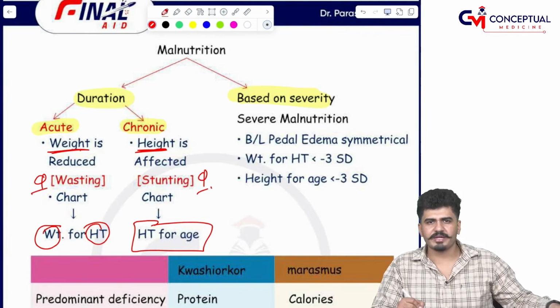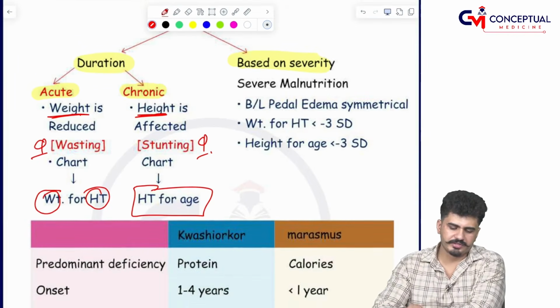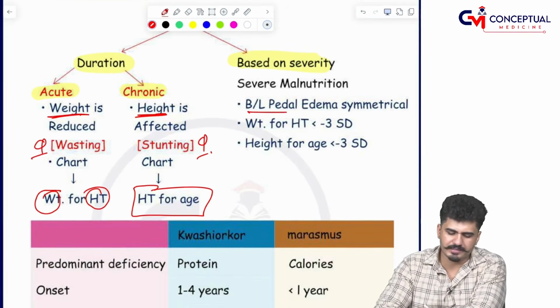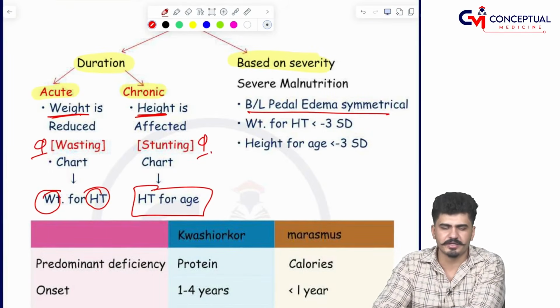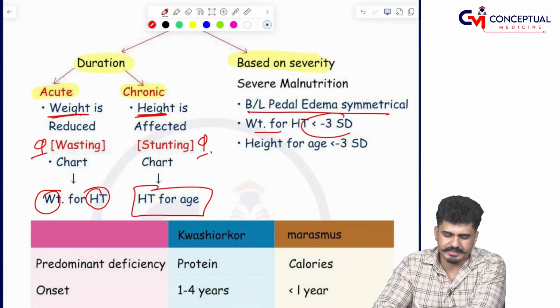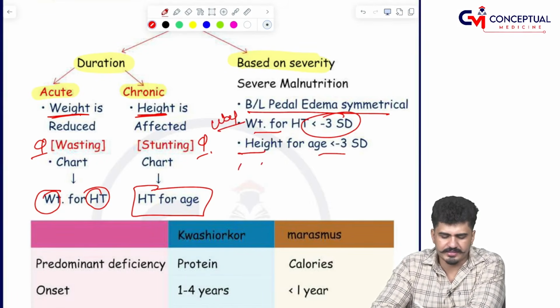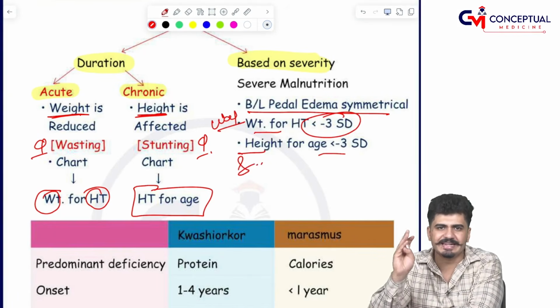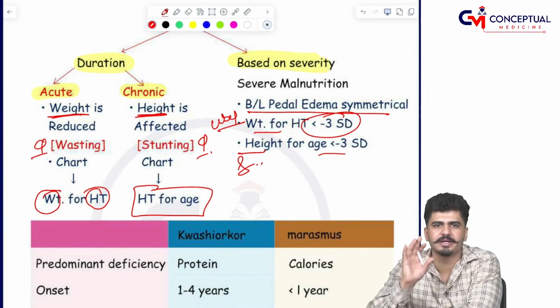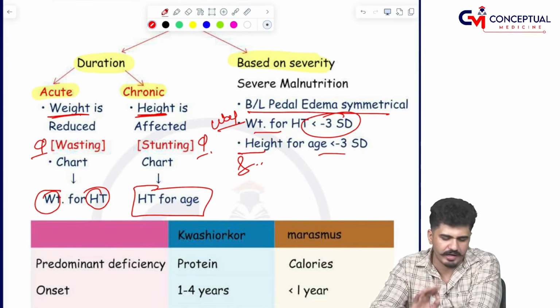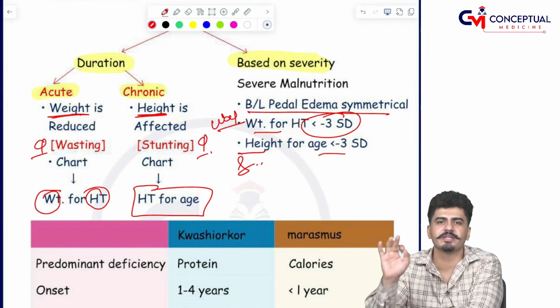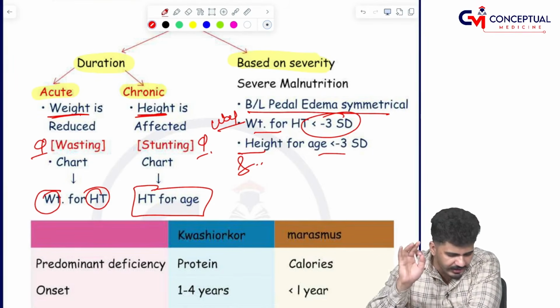Then based on severity, we have severe malnutrition. So what is severe malnutrition? Bilateral pedal edema, symmetrical. First, weight for height less than 3 standard deviation, and height for age. Weight for height is what, sir? Wasting. And height for age is stunting. So wasting, stunting along with bilateral pedal edema will suggest severe malnutrition. Asked question in your exam.